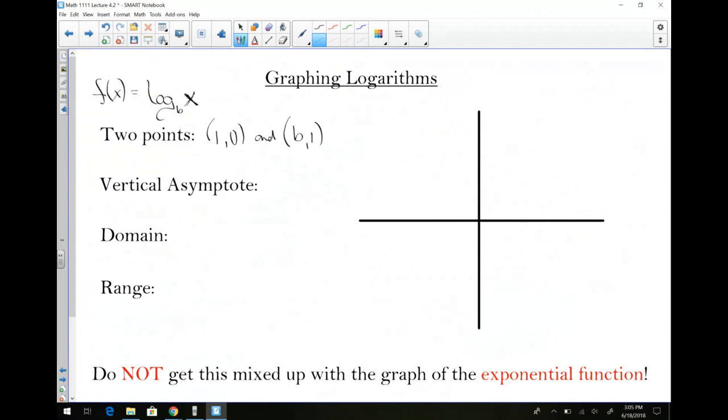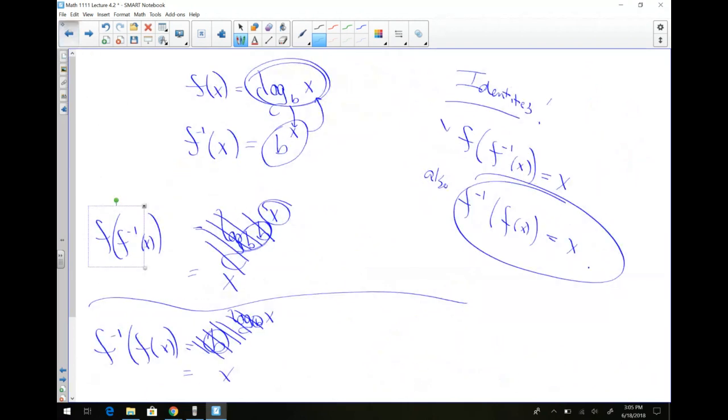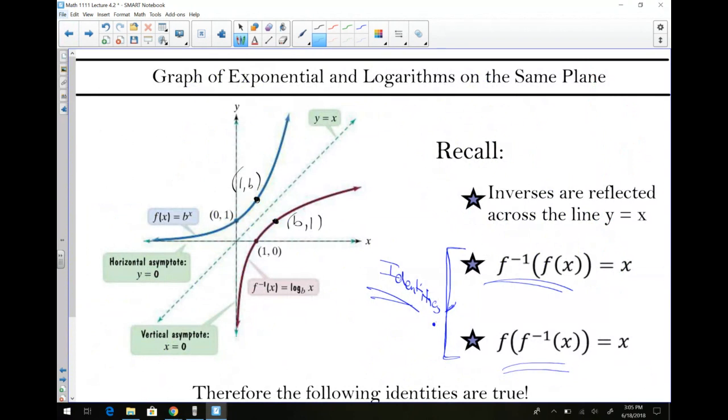Again, remember, just switch the basic points of the exponential function, and you'll have the basic points for the logarithmic function. Now, instead of a horizontal asymptote, we now have a vertical asymptote, because check this out. Whenever you're graphing something or looking at inverses, the x's and y's switch. So this is y equals 0, because this is that horizontal asymptote there, that dotted line.